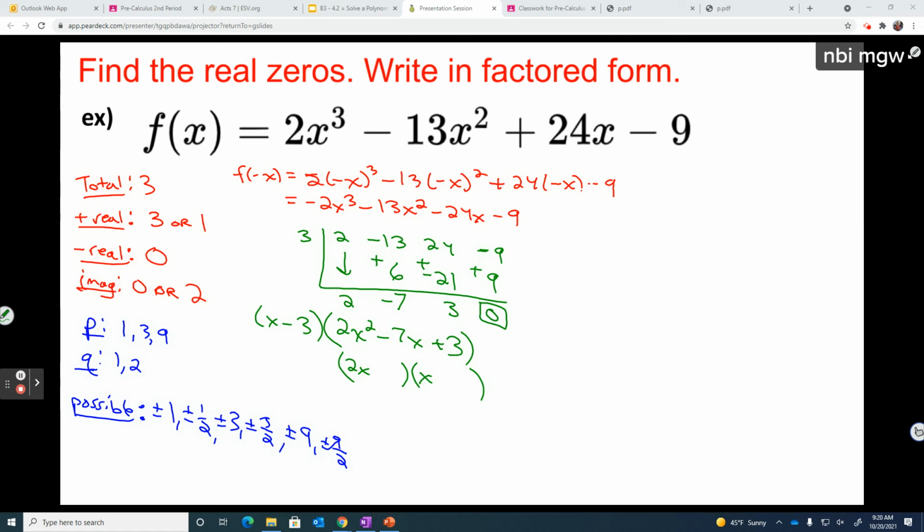Okay, now you can try to guess and check. There is a way you can actually do this, a more scientific way of doing it. But if you want to guess and check, it still has to be factors of 3, right? So the only factors of 3 are 1 and 3, right?